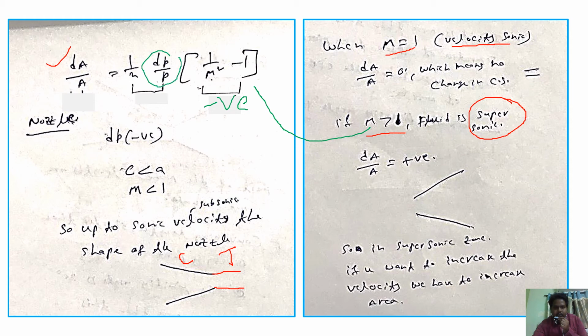As we know that dP by P is already negative, so negative into negative is positive. So dA by A is positive. So this is the reason why in the divergent nozzle the cross-section area keeps on increasing, because dA by A is positive. Okay, so it would be like this. So this is the nozzle.